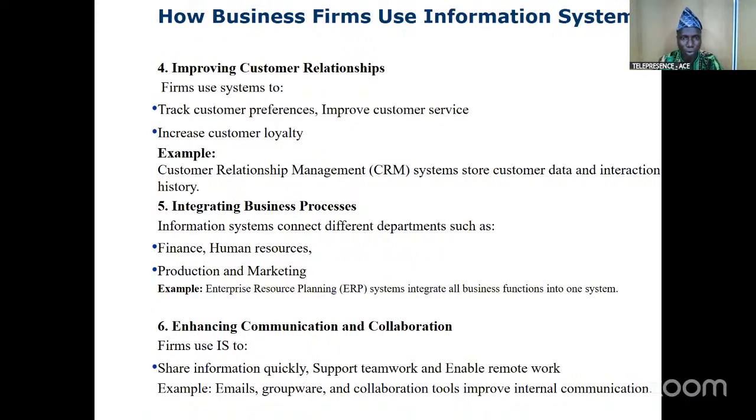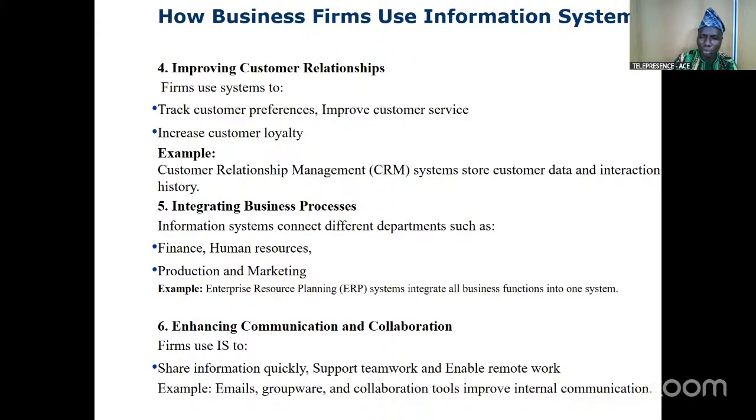Number four, the ways in which business firms utilize information systems. They use it to improve customer relationships. Firms use systems to track customer preferences, improve customer service, increase customer loyalty. An example of this type of system is customer relationship management, which stores customer data and interaction history.